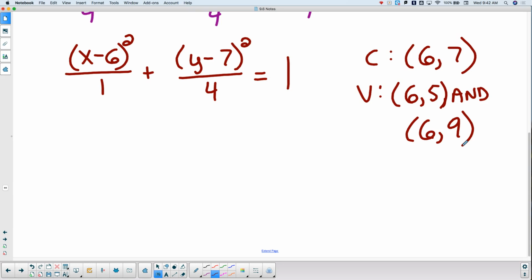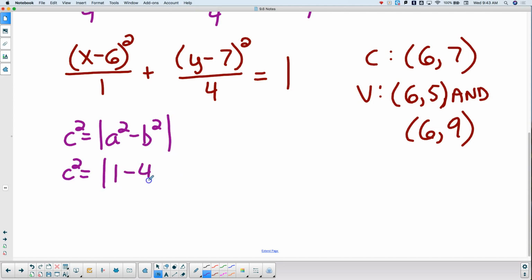Okay. What's the formula for my foci? So c squared is going to be 1 minus 4. 1 minus 4 is negative 3. Absolute valued is 3. So c squared is 3. What is c? Square root of 3.